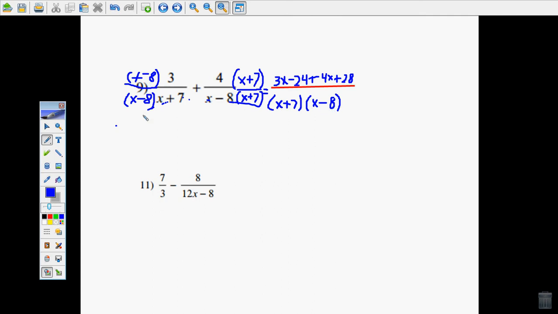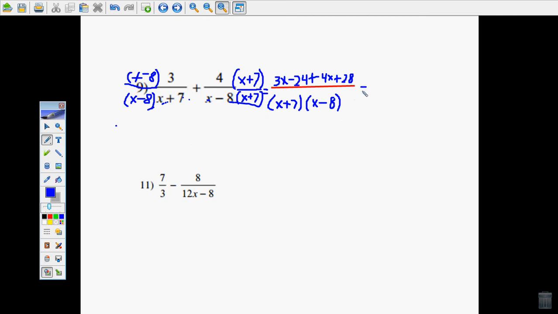And then because we multiply the denominator by x minus 8, we need to multiply the numerator by x minus 8. And just take this 3 and distribute it times x and times negative 8. That's how I got 3x minus 24. And then this one, 4 times x and 4 times 7. That's how I got the plus 4x plus 28.